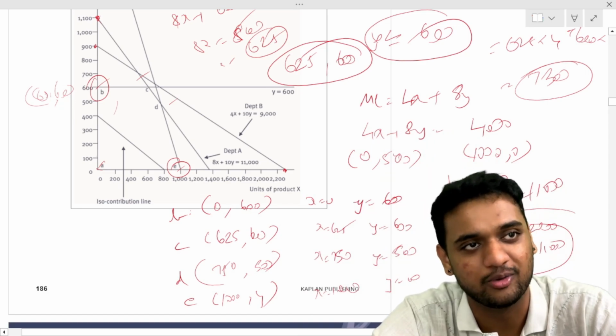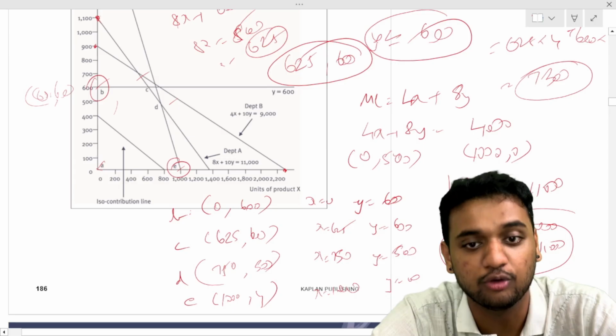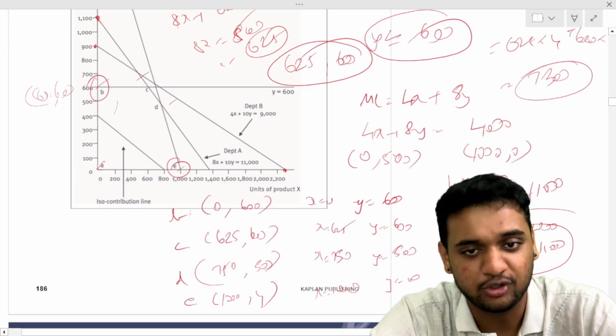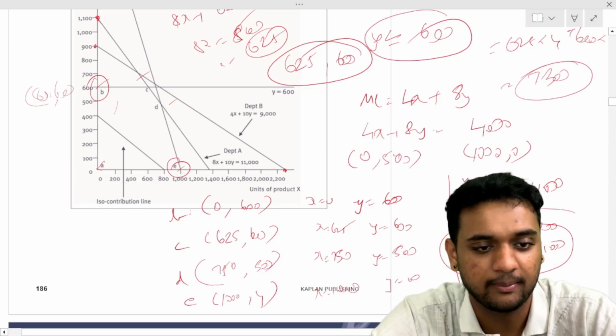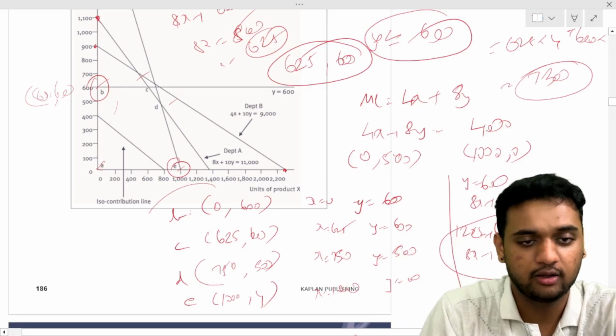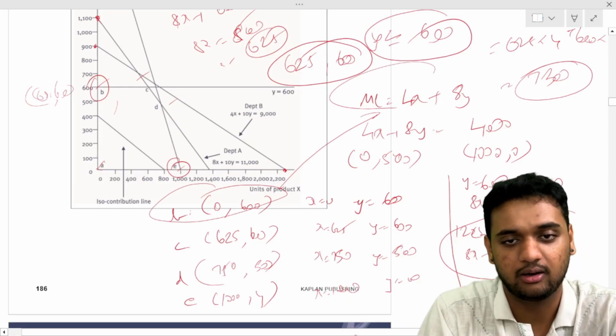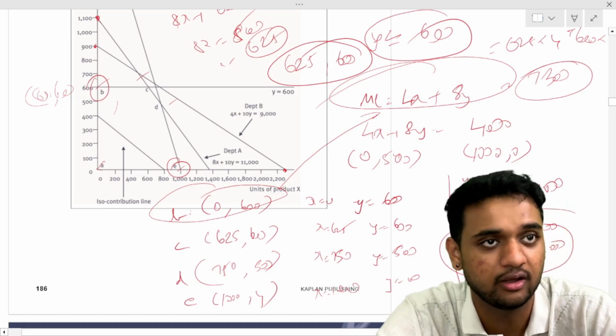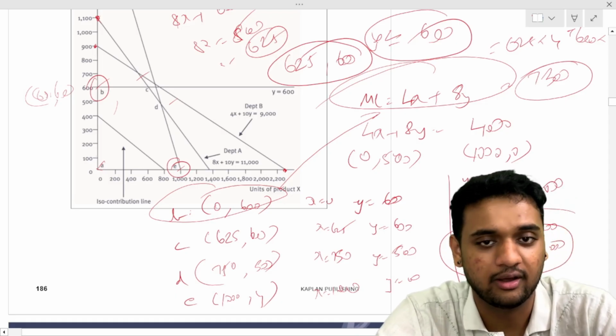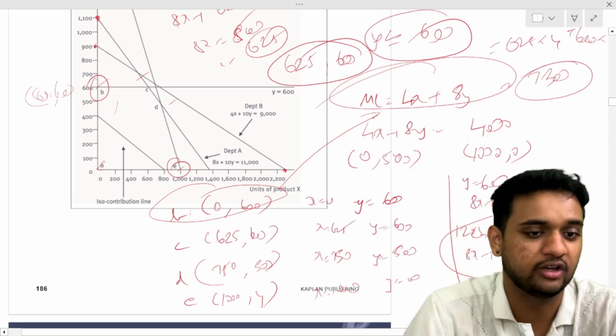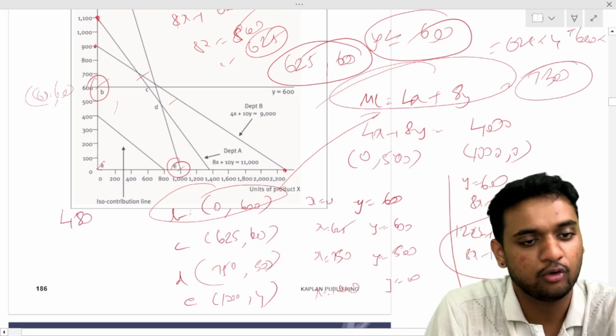Substitute that in the maximum contribution line now. Maximum contribution is equal to 4x plus 8y. Substitute x and y and tell me what is the contribution you are getting. 4 into 0 is 0, 8 into 600 is 4,800. So the contribution we are getting is 4,800.